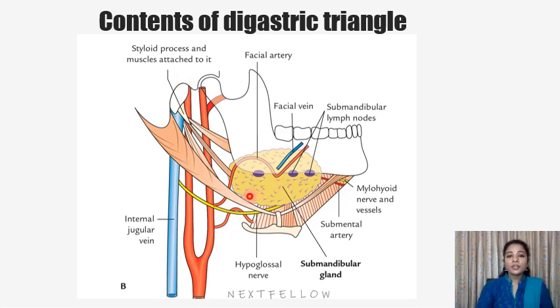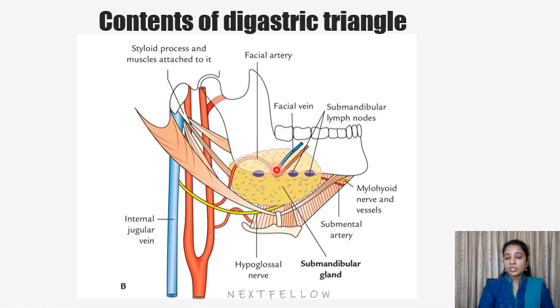So the contents of the digastric triangle we can divide into structures anteriorly superficial to the mylohyoid, posteriorly superficial to the hyoglossus, and still more posteriorly superficial to the constrictor muscles. So the anterior part, superficial to the mylohyoid, the contents are the superficial part of submandibular gland. We can see this yellow one is the submandibular salivary gland, and facial vein.